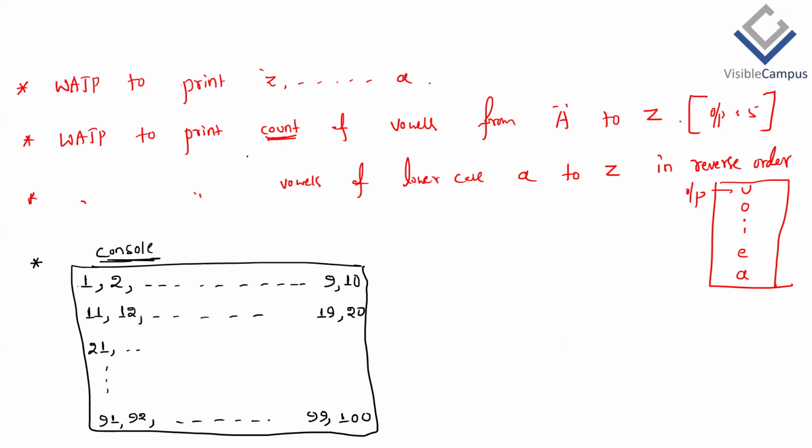Next, we'll go to some of the most frequently asked interview questions on only the for loop. That is, write a Java program to print the factorial of a number. Factorial of a number. This is the question.